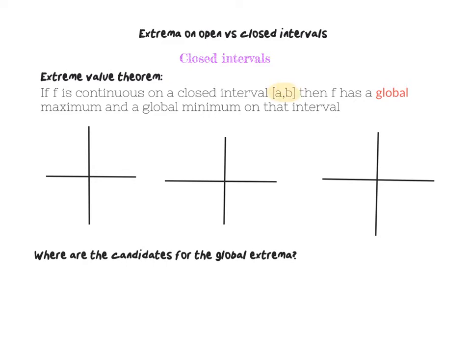So what we are saying here is if f is continuous, if we have a continuous function on a closed interval, then this rule will guarantee that f has to have a global maximum. And here the word has means we're guaranteeing the existence.